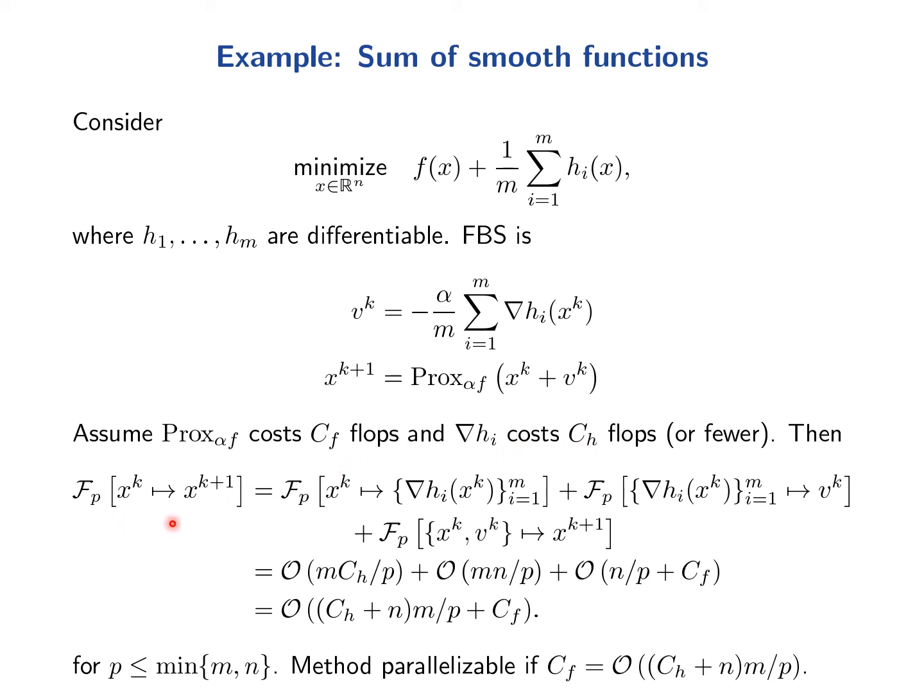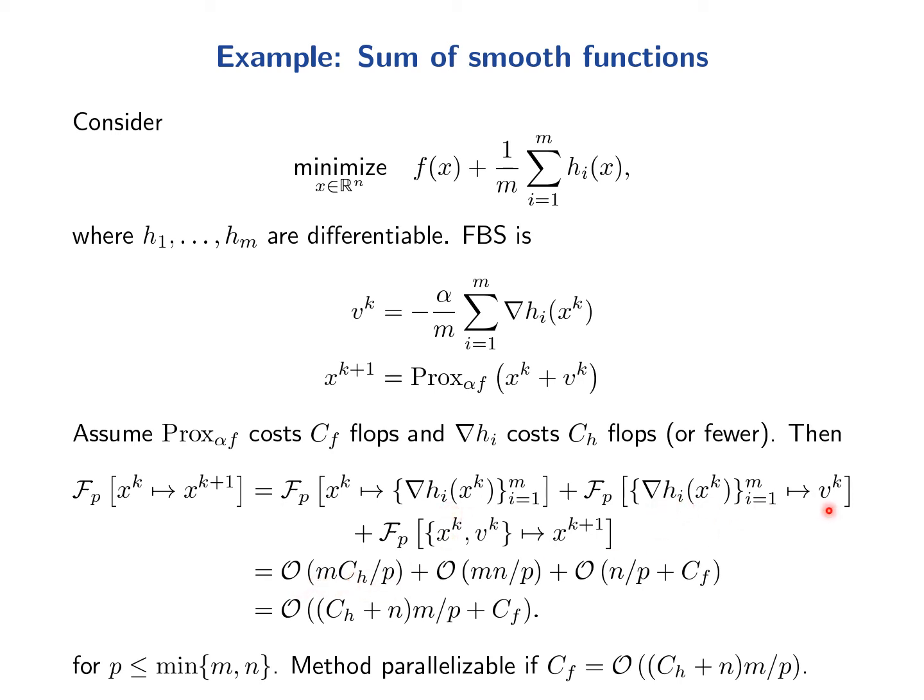Then calculating each iteration can be decomposed into 3 steps. The first step, calculating all these gradients, m of them. The second step, combine these gradients into an average multiplied by negative alpha to give v^k. The last step, just do this addition and then calculate the prox. The first step is parallelizable. Because m is assumed to be greater than p, we can divide the calculation of these m gradients over the p processors. So we get m over p times c_h.